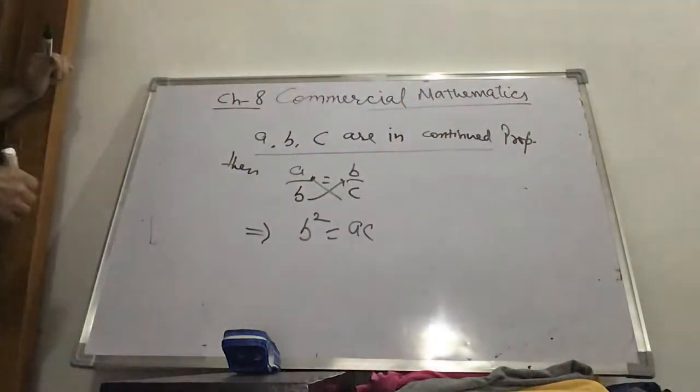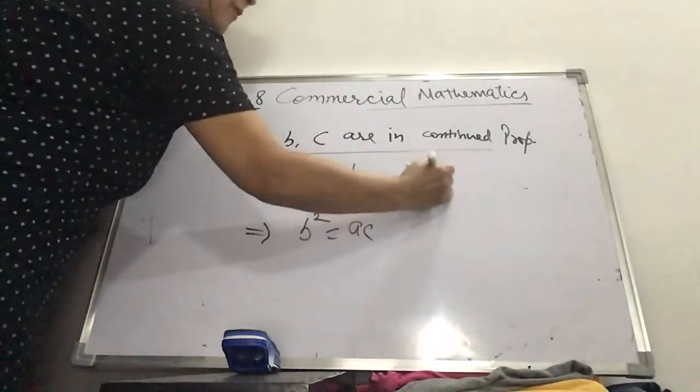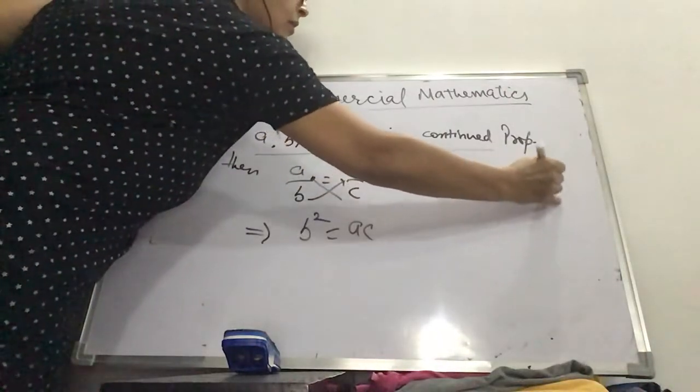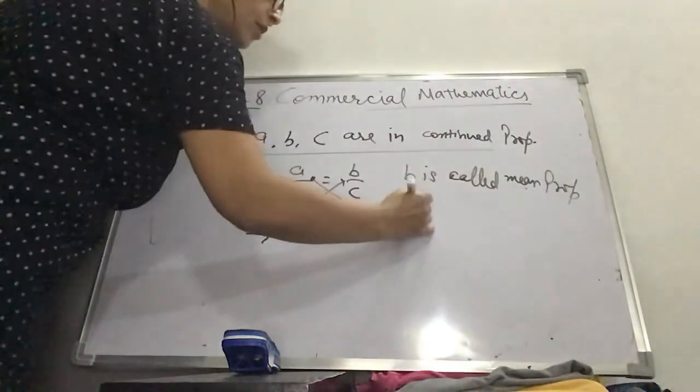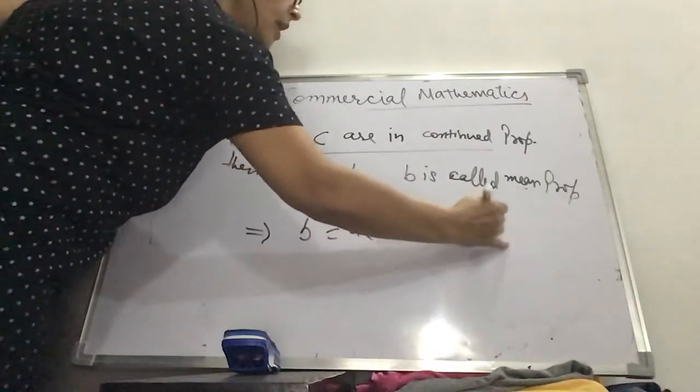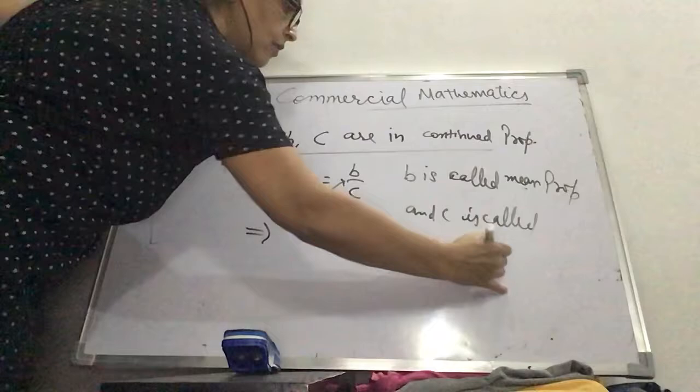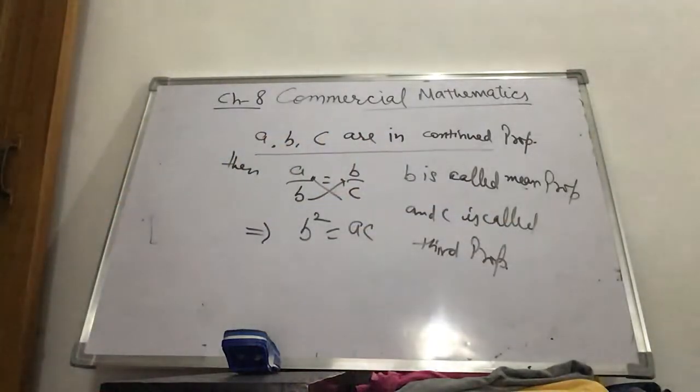If these are in continued proportion, only then B is called the mean proportion, and C is called the third proportion.